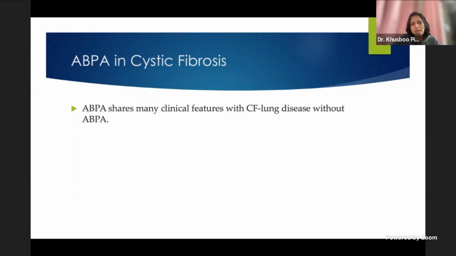How is ABPA in cystic fibrosis? Slightly different. Patients with cystic fibrosis are more prone to develop ABPA as compared to patients with asthma, but overall the incidence of cystic fibrosis is less. So most of the patients that we see with ABPA are asthmatic patients. In patients with cystic fibrosis, the background picture of the lung due to cystic fibrosis is the same as it is in patients with ABPA.